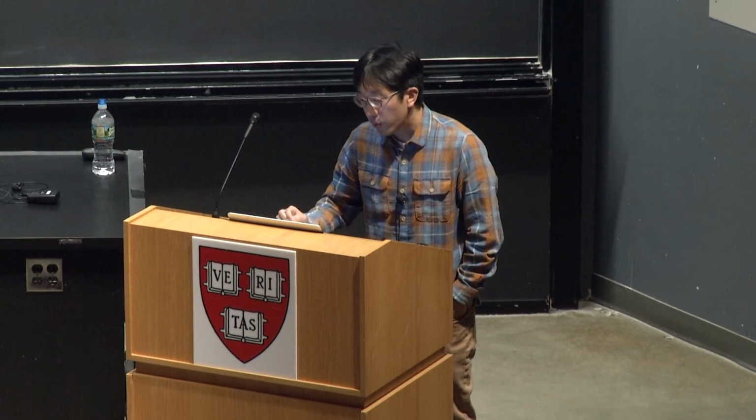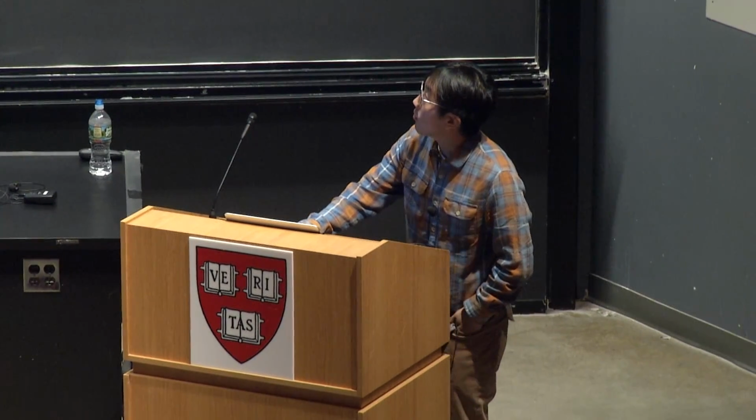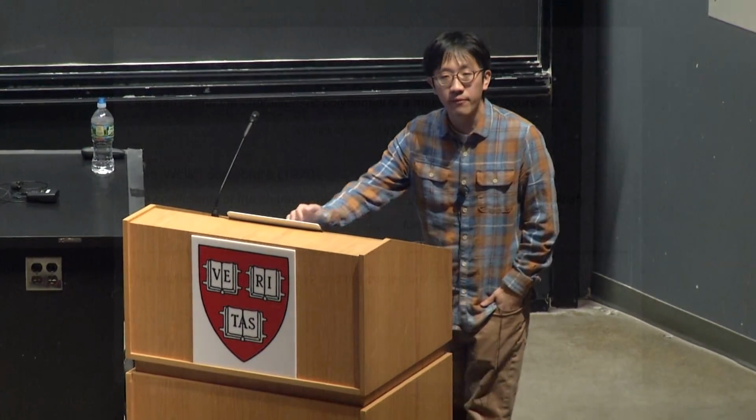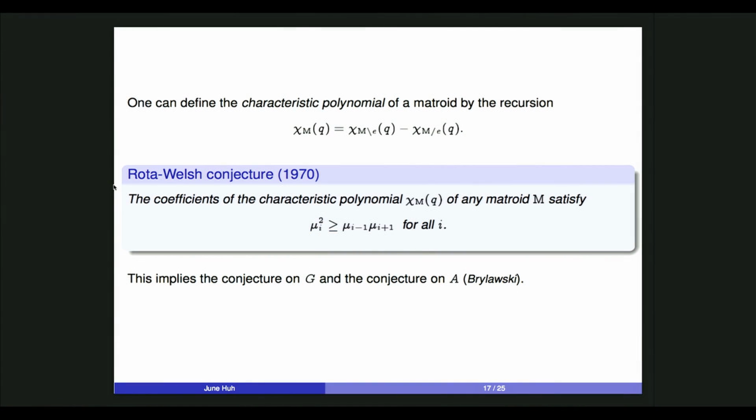And this is indeed more general than the conjecture on graphs and the conjecture on vector configurations, because you can construct a matroid out of a graph and a matroid out of a vector configuration. And this conjecture specializes to the two previous special cases.